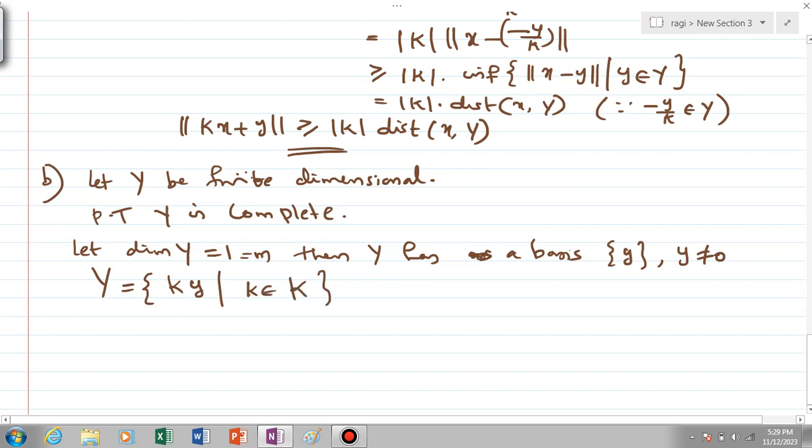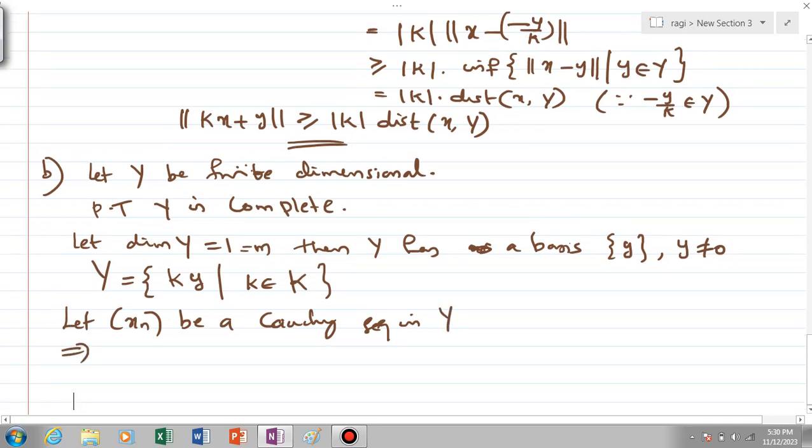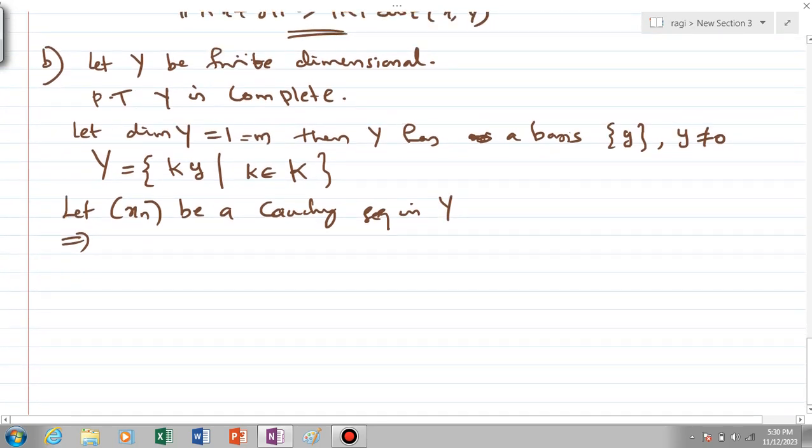Now we have to show that Y is complete when the dimension is equal to 1. So for that we have to choose a Cauchy sequence. Let x_n be a Cauchy sequence in Y. Then each element in the sequence is some scalar multiple of y, x_n = k_n y, where k_n is an element of K.